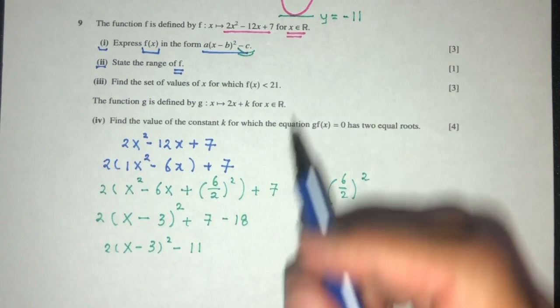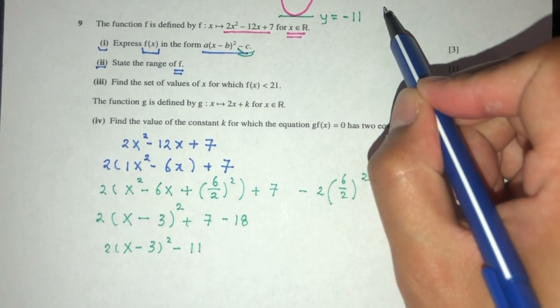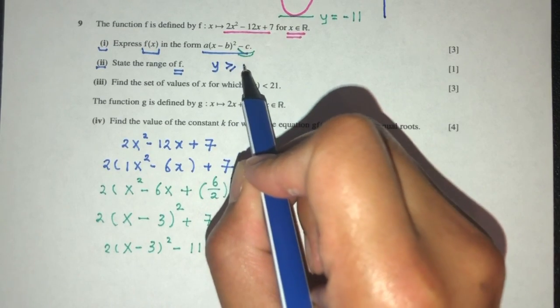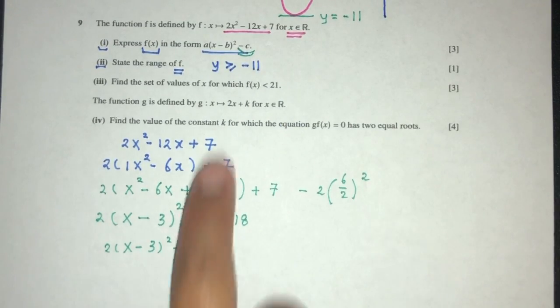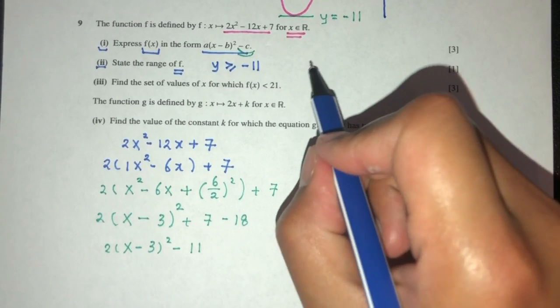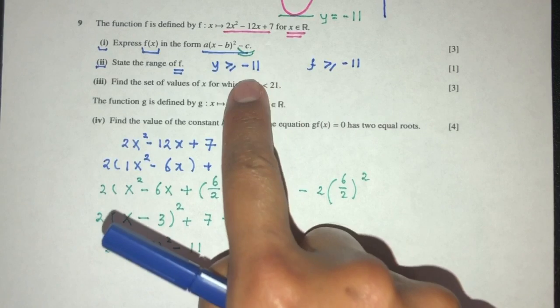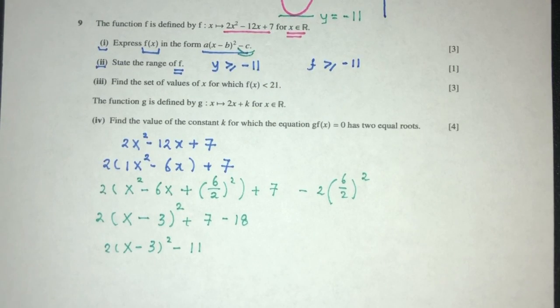So the range, as you can see, will always be more than this. So you can write y has to be more than or equal to minus 11. You can write this as your answer, or if you want, you can write f as your answer as well, like this or this. That will be part 2 of your question.